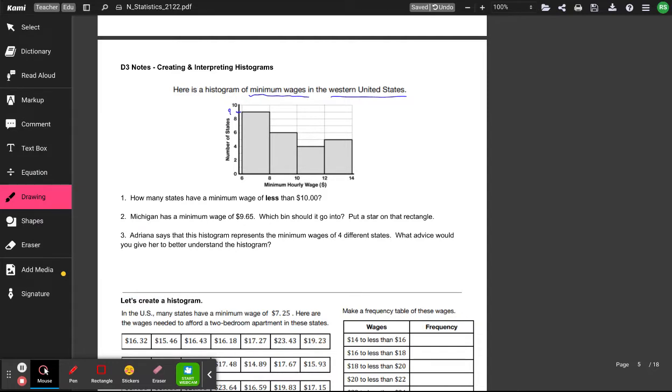So when it asks, how many states have a minimum wage of less than $10? If I think about everything to the right here, that would be greater than $10. Here's everything less than $10. These two bars here. So when I think about what's less than $10, there's a total of 9 states in this chart. There are a total of 6 states in the small one, for a total of 15 states that have a minimum wage less than $10.